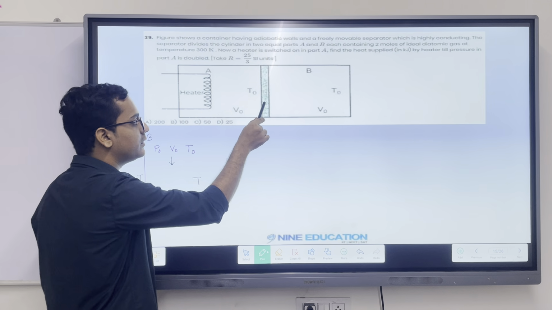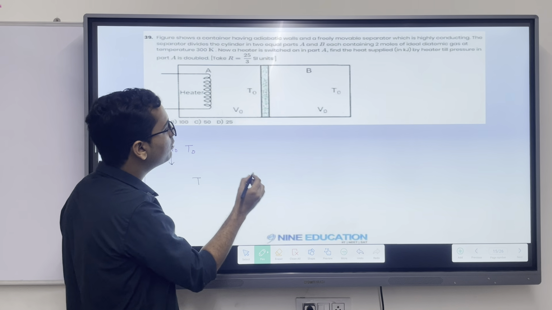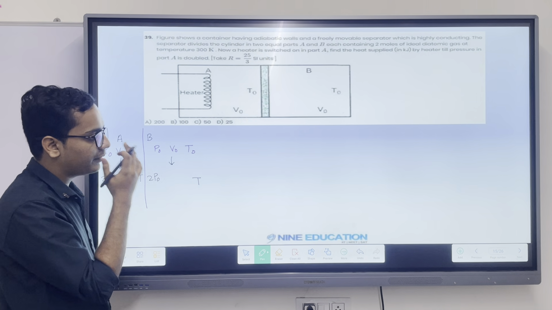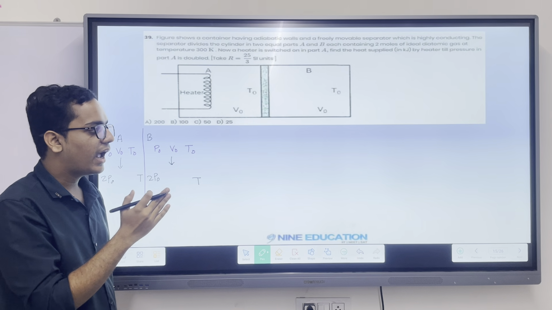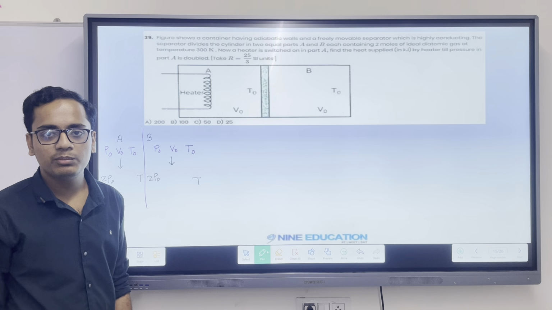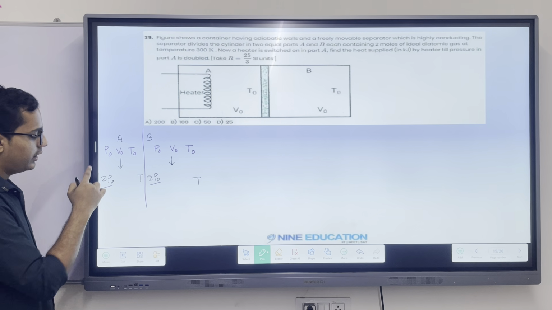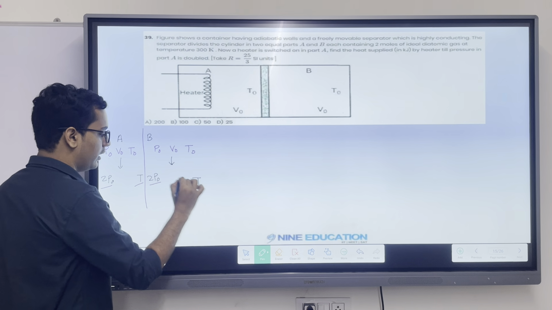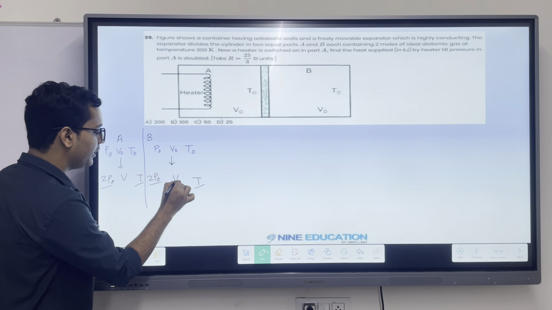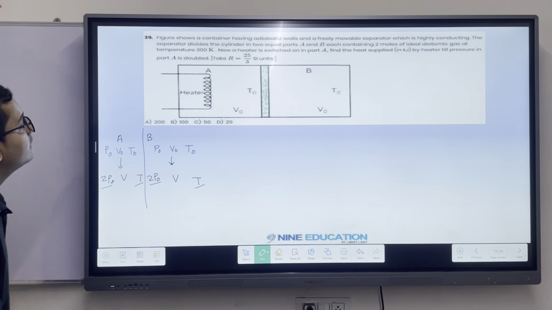Now you can see this particular separator is also free to move. As it is free to move, it means the same pressure. If it is free to move, and if you change the pressure on either one of the sides, it will move in such a way that it will balance the pressure on both sides. You can clearly see pressure in chamber A and chamber B is the same. Temperature in chamber A and chamber B is the same. Hence, volume also must be the same. Okay. Volume also must be the same. Right?